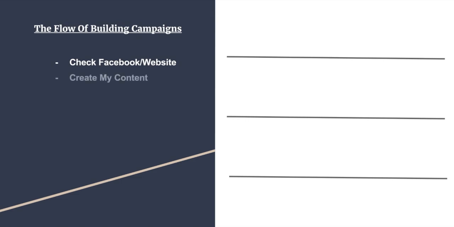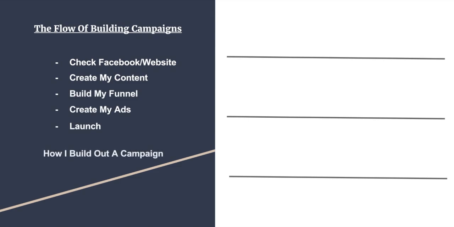The next thing that I do is I create the content that I'm going to be using for the funnels. And now you might say, well, how in the world do you know what you need for the ads and funnels yet? You're about to see that, because before I do any of this, I map out a blueprint. Then I actually build the funnels out and I create my ads and then I launch it. This is the order I do it every single time. So I'm going to show you how I build out my campaign.